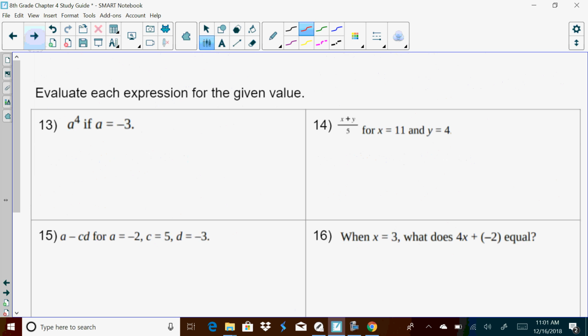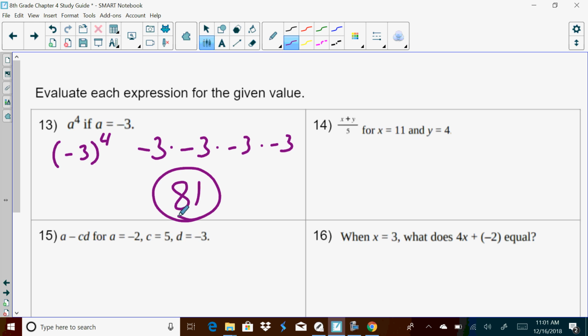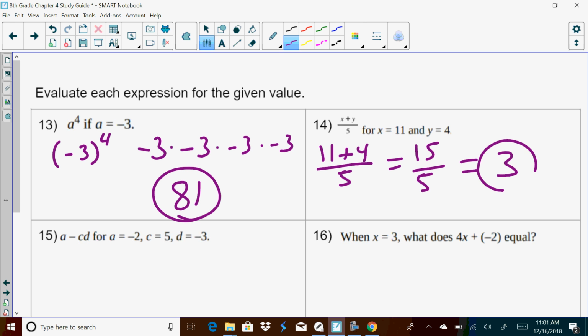For the next section, I am evaluating each expression, so I have to plug them all in. So the first one, it's negative 3 to the 4th power. So remember, we put it in parentheses because it's really negative 3 times negative 3 times negative 3 times negative 3. Or 9 times 3 is 27, times 3, the answer is going to be 81, but positive 81. 14, I do 11 plus 4, and then divide by 5. So I get 15 divided by 5. So the answer is 3.